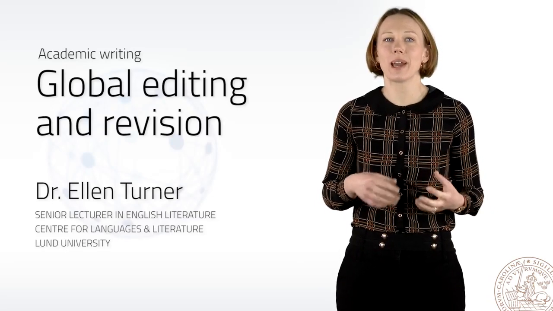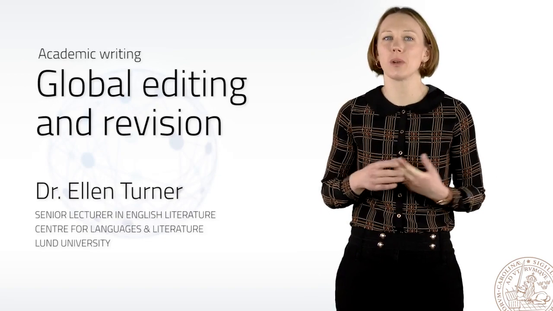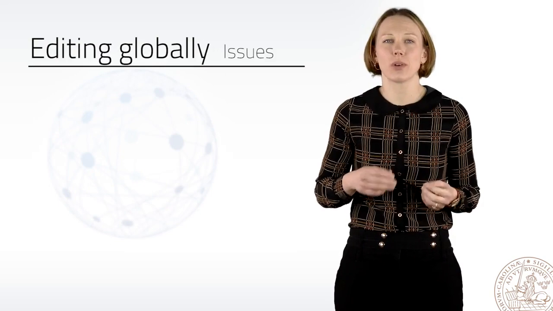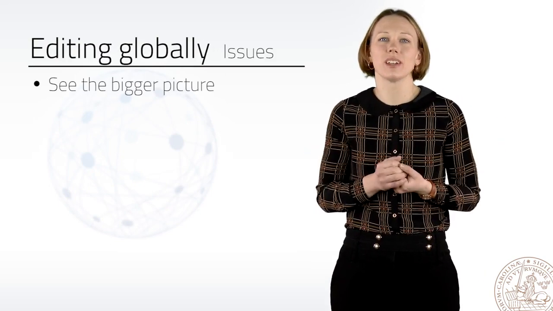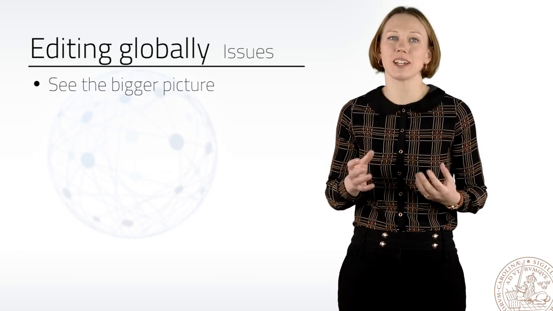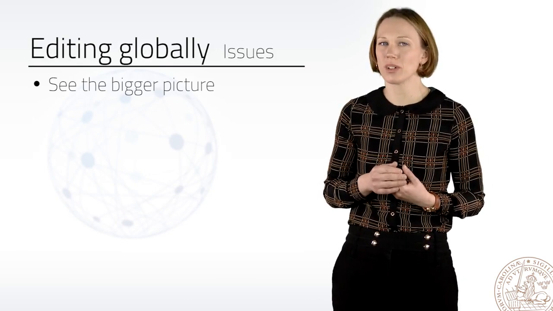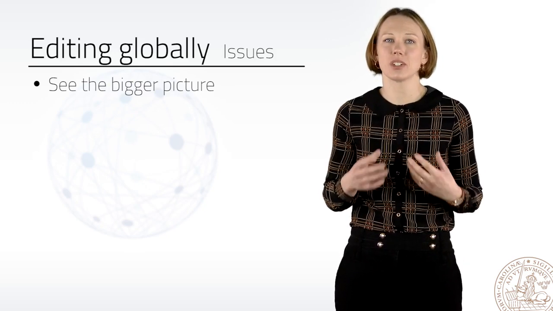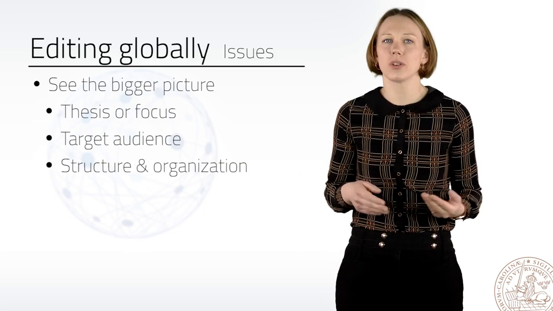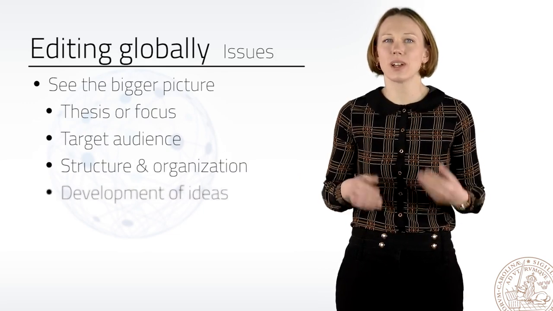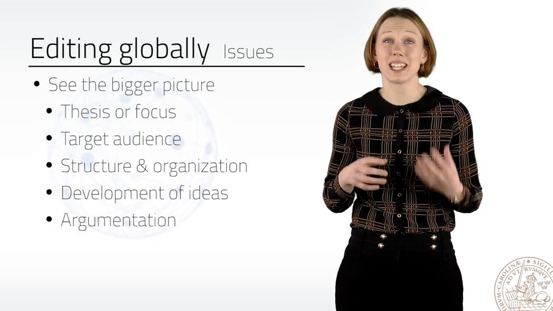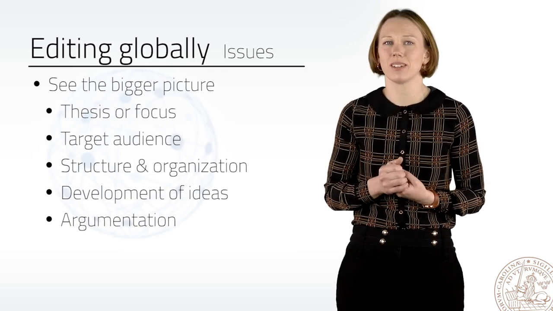In this video, I'll talk about editing and revising texts on a global level. When we edit and revise an essay globally, we focus on the issues that require us to see the bigger picture. This can mean looking at the entire essay or some part of it, for example, a section, subsection, or paragraph. The emphasis is on issues such as the thesis or focus of the essay, the target audience, the overall structure and organisation of the essay, and the development of ideas and argumentation. Problems in these areas are tricky as they may require major rewriting.